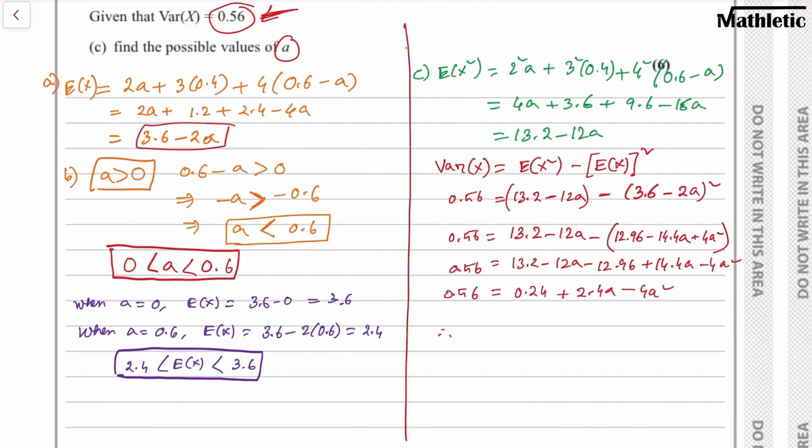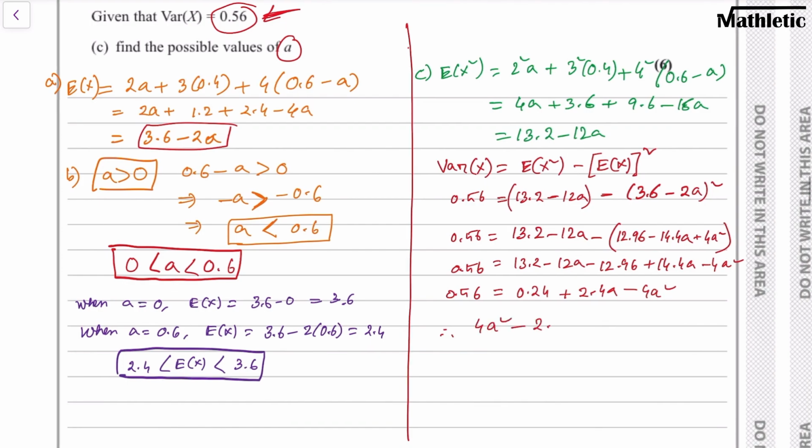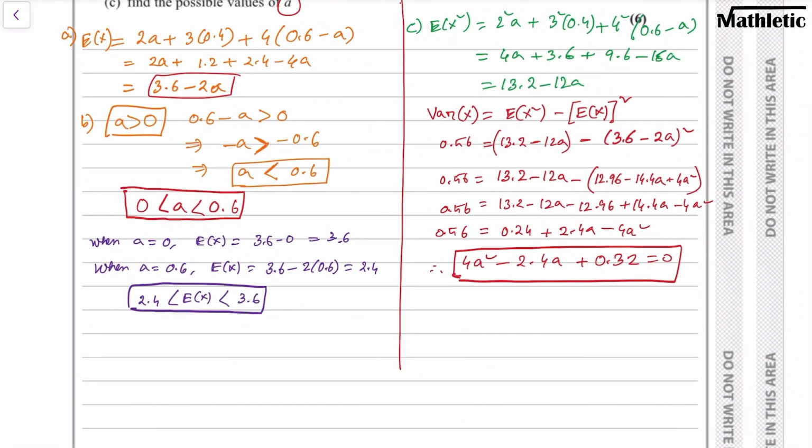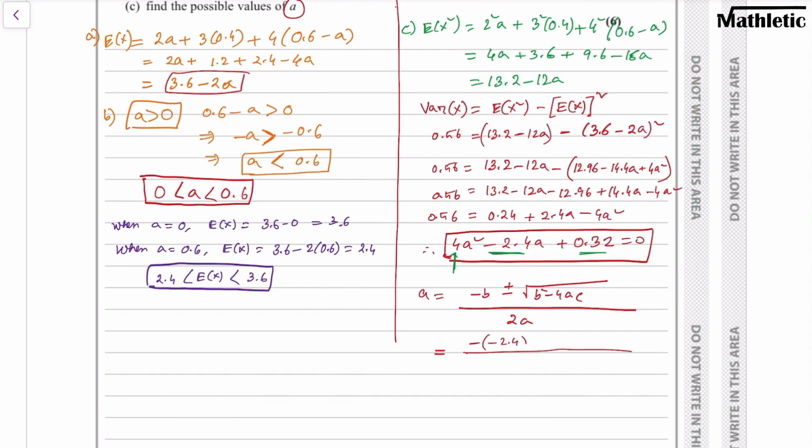So if I shift everything to the left side, it's actually 4a square minus 2.4a plus 0.32. You can convert this into integer form and then use the middle term concept, but since it's in decimal format, I will just use the formula: minus b plus or minus root over b square minus 4ac, by 2a, where a is 4, b is minus 2.4, c is 0.32. When you simplify this, you will get two different values: a is 1 by 5 and a is 2 by 5.